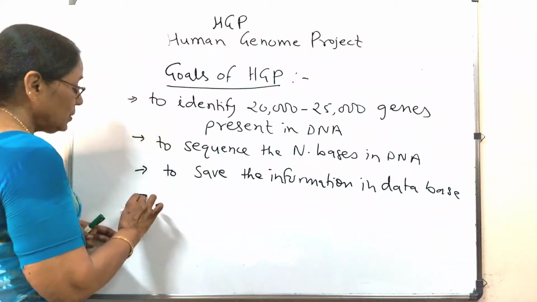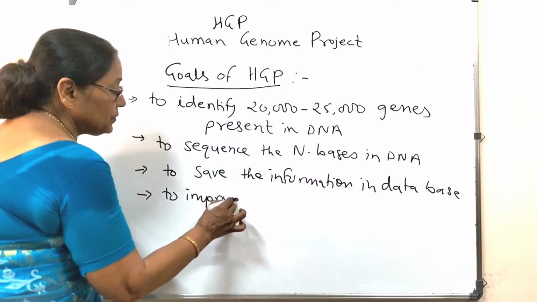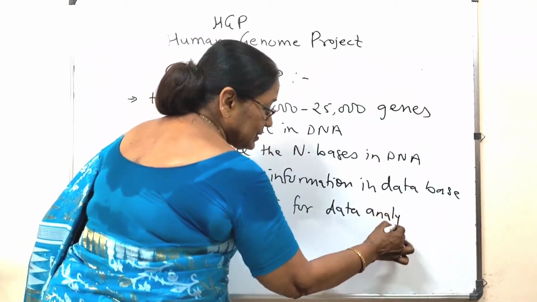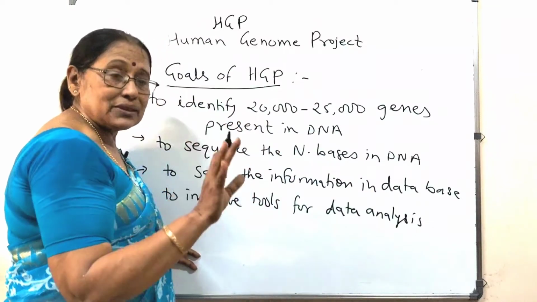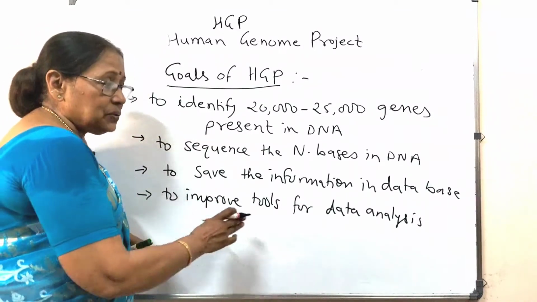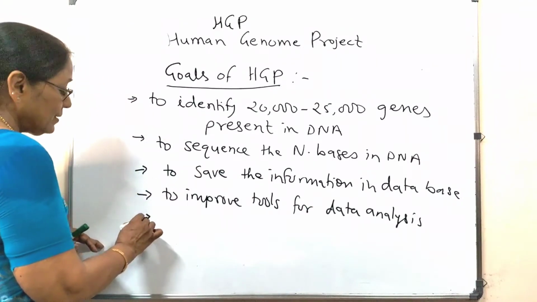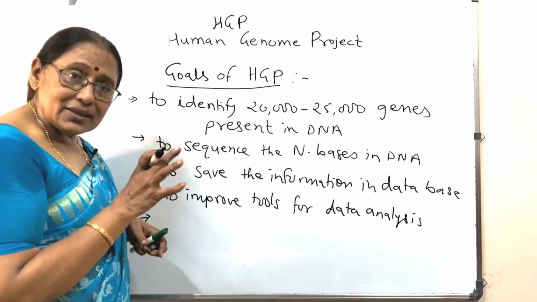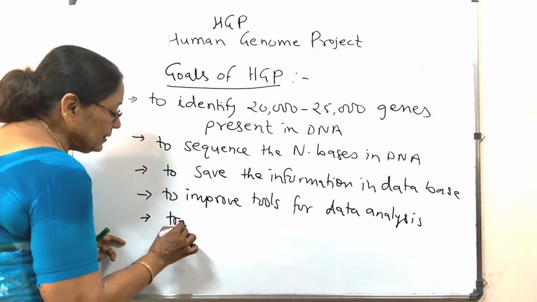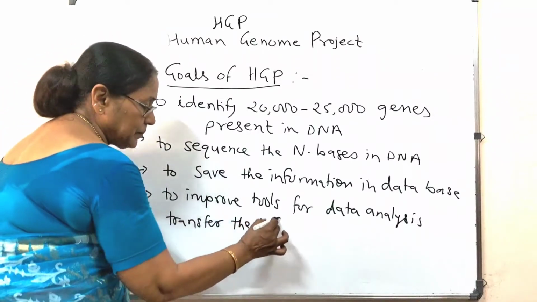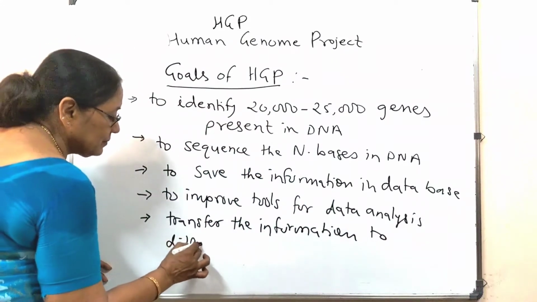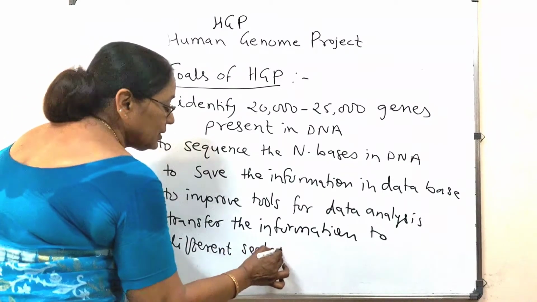Stored. Now to improve tools for data analysis. You can see that without these things, just finding out the sequence makes no sense. You have to store the information properly in the database, improve your tools for data analysis, and then, the purpose was not just to store it, but to transfer the information to different sectors for which it will be useful.